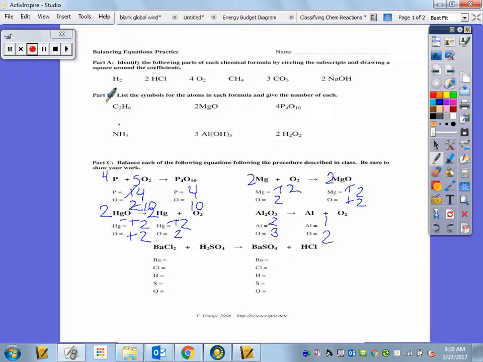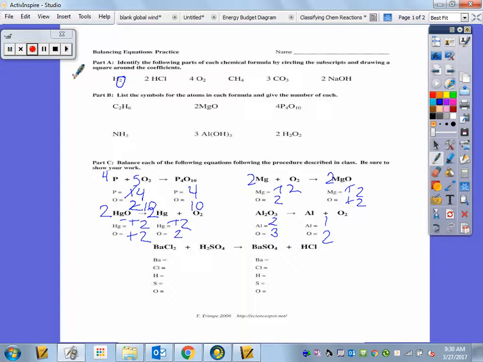I told you to skip part A and part B. Those of you who might need some help probably need to do part A and part B. If you're not understanding how to balance, you just might need to figure out how many elements are present in the first place. So part A says identify the following parts of each chemical formula by circling the subscripts and drawing a square around the coefficient. And I'm using this little pad here, so this is H2, this is a subscript.